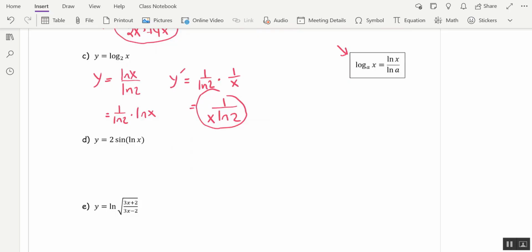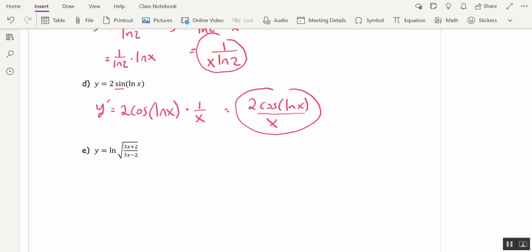Next one, you should pause, try this one. Hopefully you did that. y prime equals, the derivative of sine is cosine. This is going to be the chain rule. So 2 cos, leave the inside fixed, ln x, then multiply by the derivative of the inside, which is 1 over x. And I'll write that as a fraction, 2 cos of ln x over x.